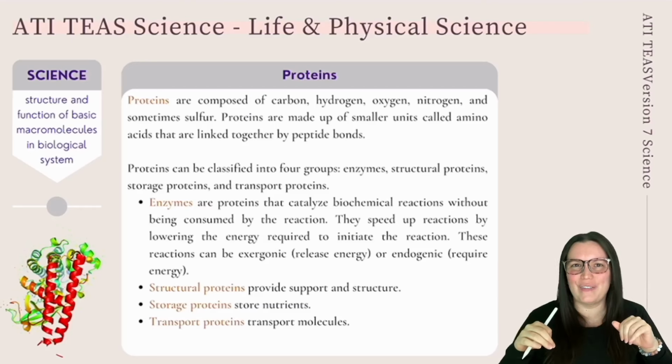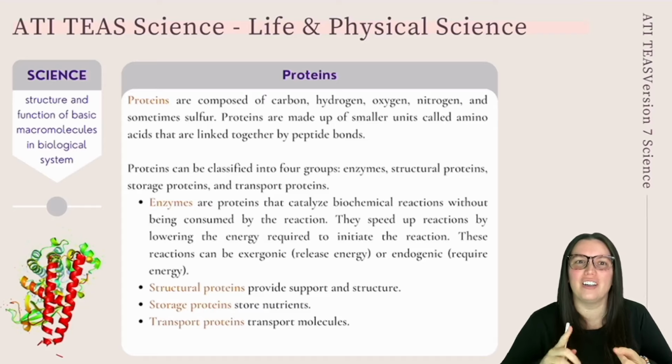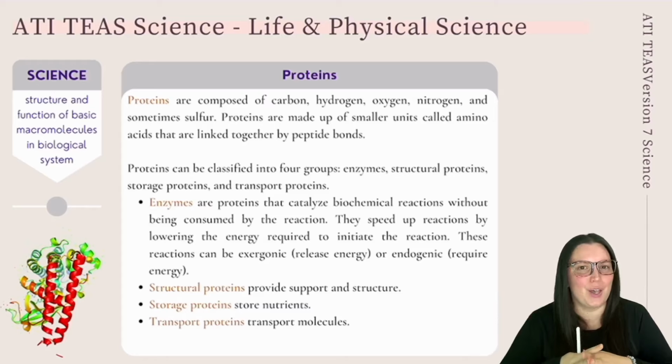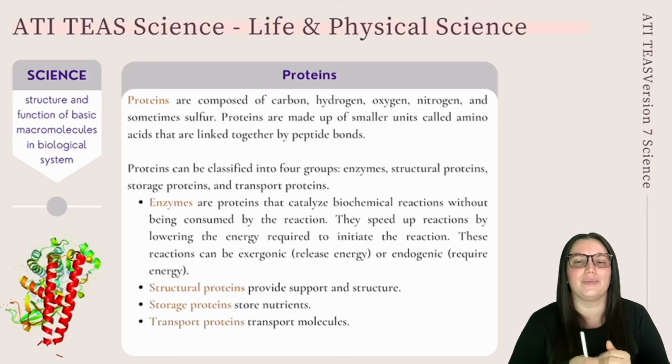Next, we have those good old-fashioned proteins. Proteins, again, are composed of carbon, hydrogen, oxygen, nitrogen, and sometimes sulfur. Proteins are made up of smaller units called amino acids, and they are linked by peptide bonds. Proteins can be classified in four groups: enzymes, structural proteins, storage proteins, and transport proteins.